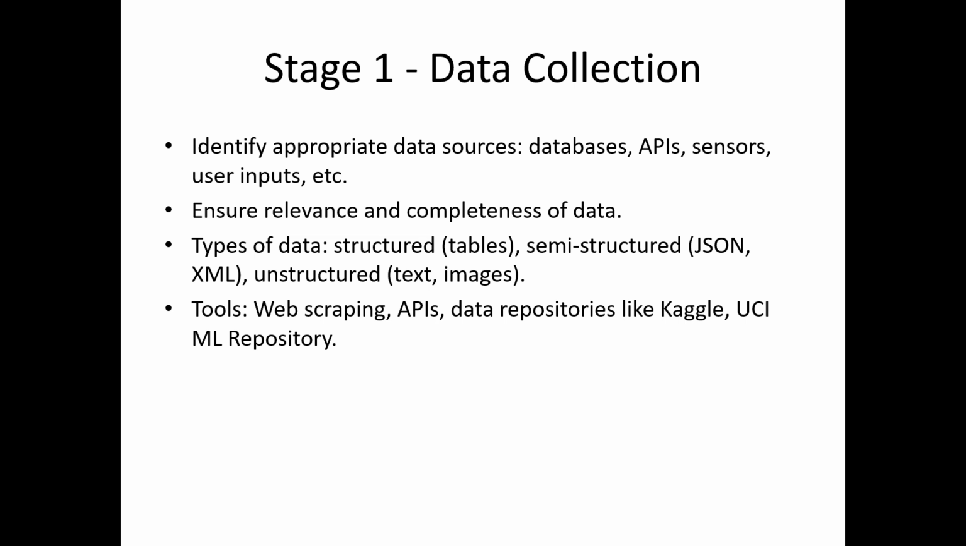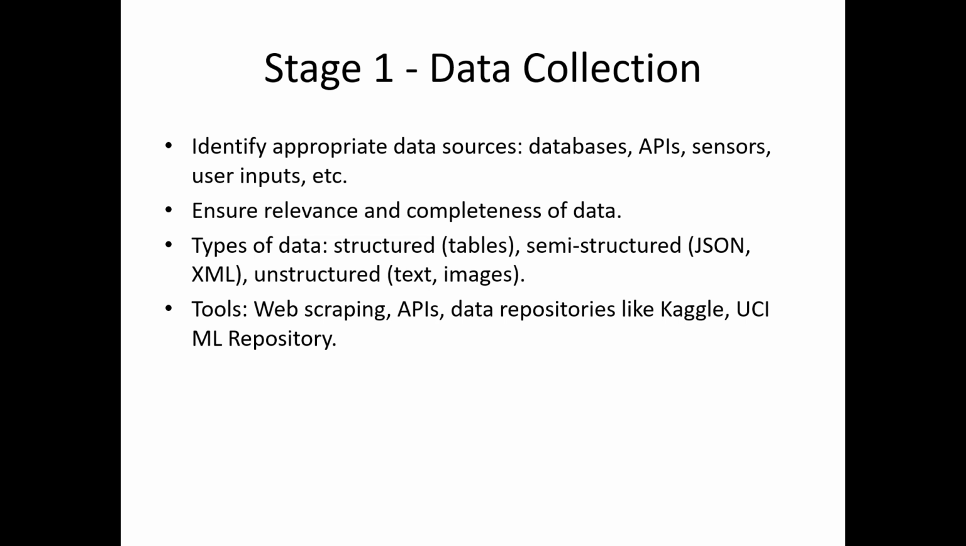This is the first stage, called collecting the data from various sources. First, identify the appropriate data sources based on the problem. It may be from databases, APIs, sensors, even user inputs, etc. Second, ensure relevance and completeness of the data. If the data you collect doesn't have any association with your problem domain or problem statement, the entire data collection phase will be wasted.